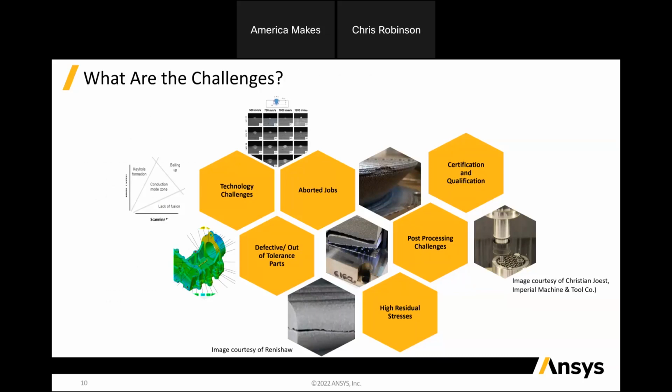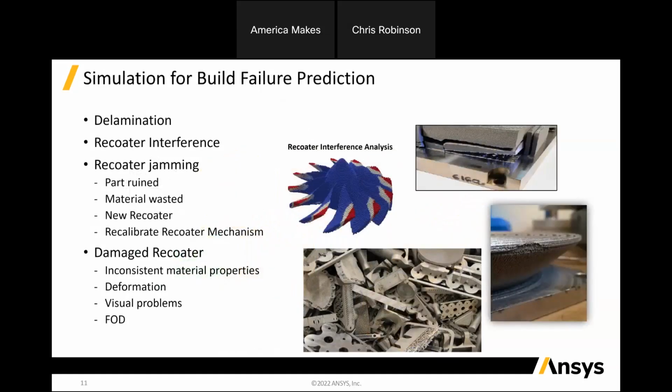utilizing simulation. So just a couple of quick examples here. Looking at build failure prediction, that's one of the easy ways that's very obvious, the value of being able to eliminate build failures. That's obviously going to save a lot of money. That picture in the bottom center, a bin full of broken and scrap parts. We want to avoid that.